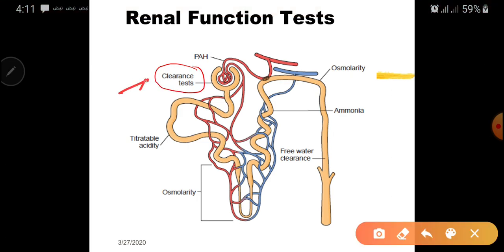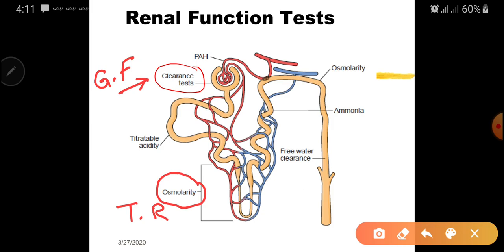Clearance tests include a group of tests. Currently, we use the creatinine clearance test to evaluate glomerular filtration. Also, we have many other laboratory tests to evaluate kidney function. We have something called the osmolality test. The old terminology is osmolarity; the current terminology is osmolality. Osmolality is useful for the evaluation of tubular reabsorption.